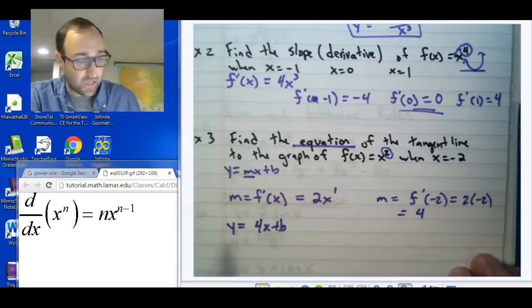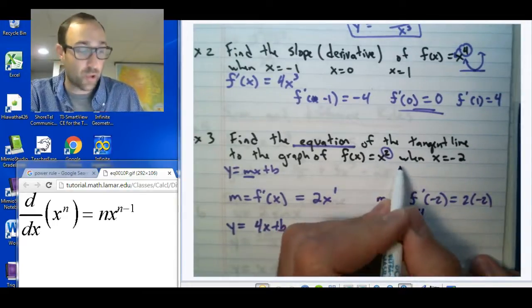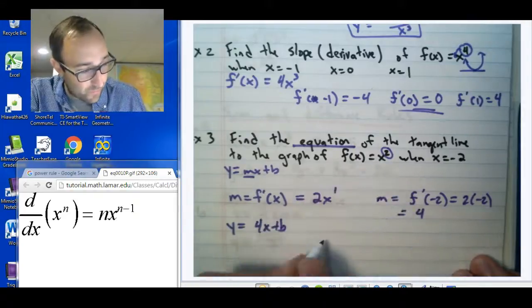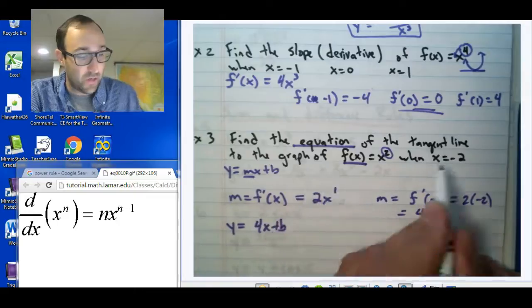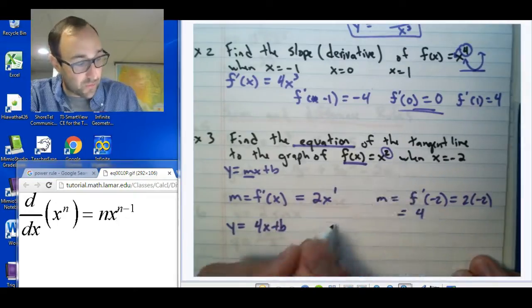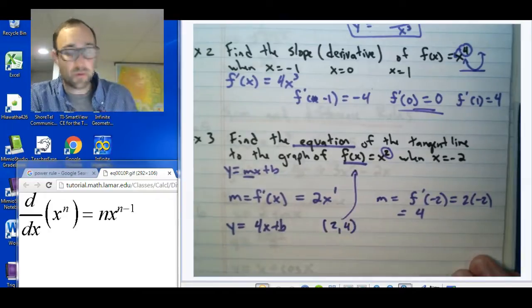Okay, there's a couple of things I could do. If I know x is negative 2, could I also plug it in to figure out what y is? Sure. So if I plug in negative 2 for our original function, I can find my coordinate. Negative 2 squared is positive 4, so I'm really looking at the point negative 2, comma 4 from our original function.